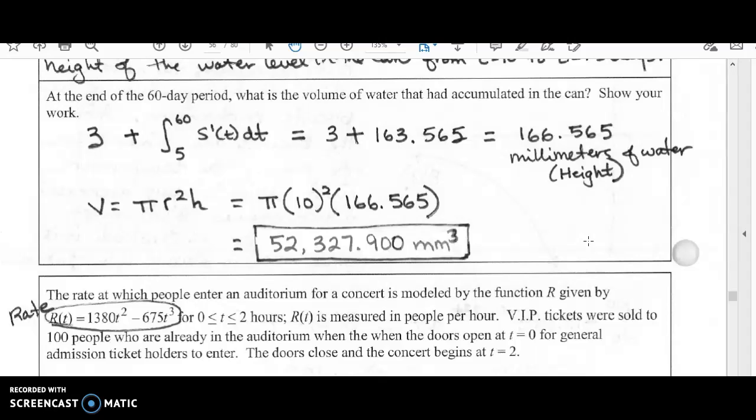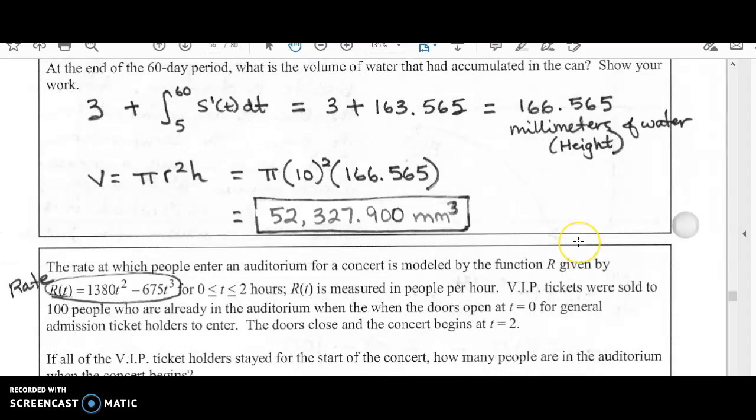Okay, then this last problem, I think, right before your notes, I think I'm just going to stick on the answer key here, is we have the rate at which people enter an auditorium for a concert is modeled by this. And notice that just because they tell you it's a rate, that's all you need to know. It does not have to say R prime of t. And you even know it's a rate because it measures it in people per hour.